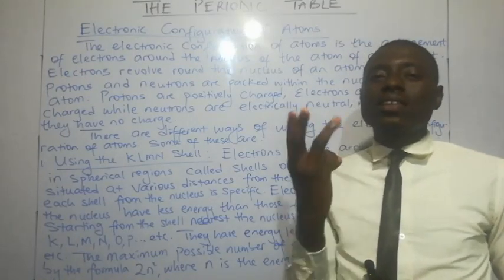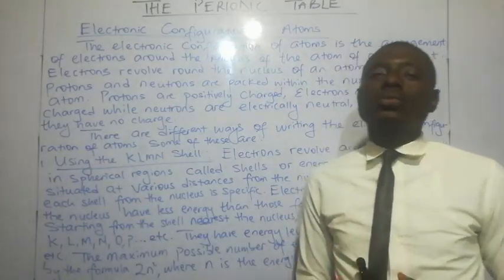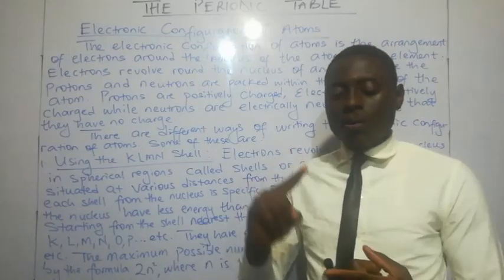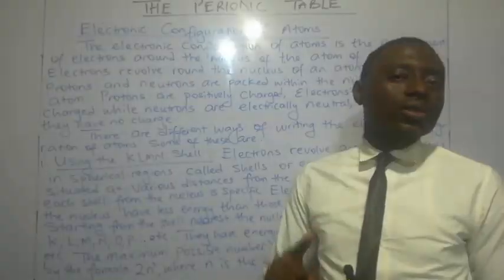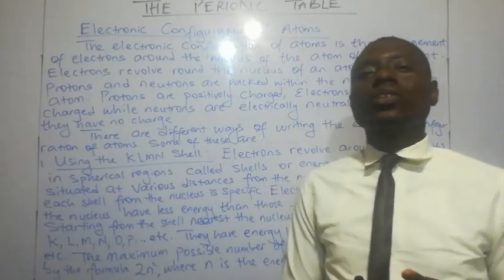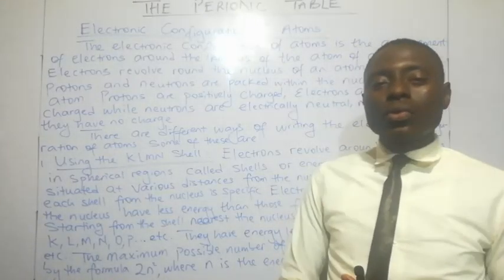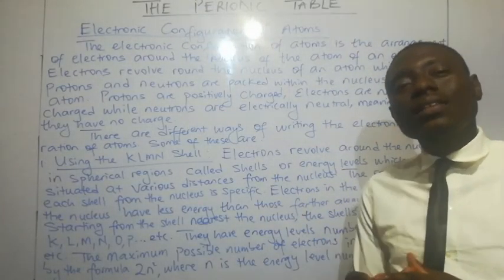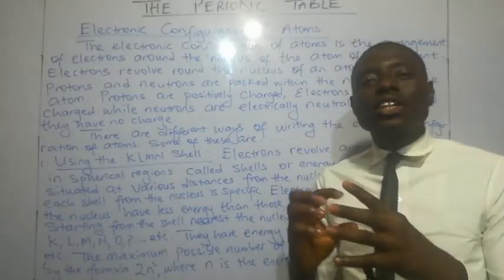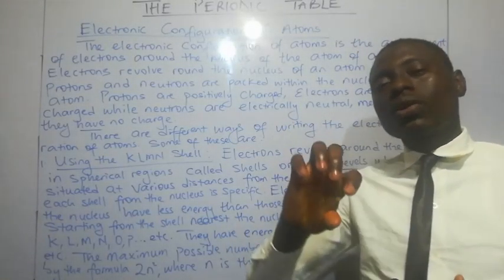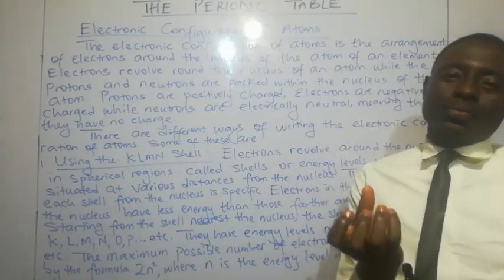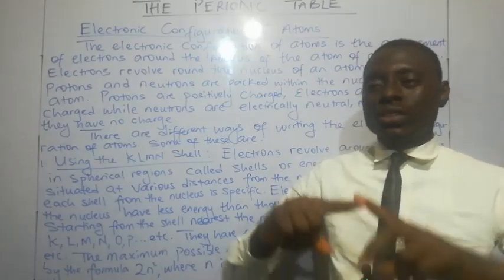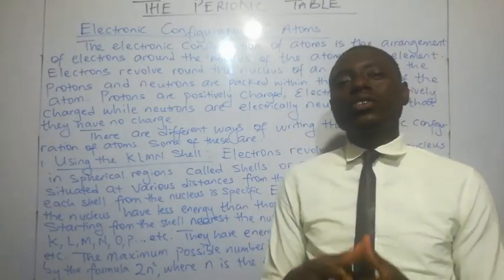an atom has three fundamental particles. And these three fundamental particles are protons, neutrons, electrons. Now you see the protons and the neutrons, they are inside the nucleus of the atom. The nucleus of the atom is the center of the atom. So the protons and the neutrons, they are packed inside the nucleus of the atom.